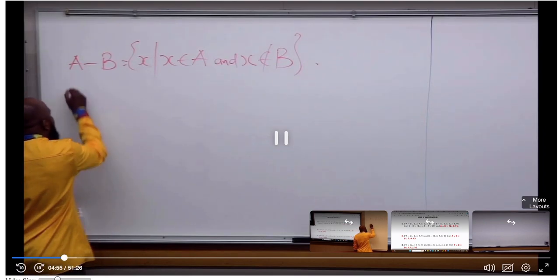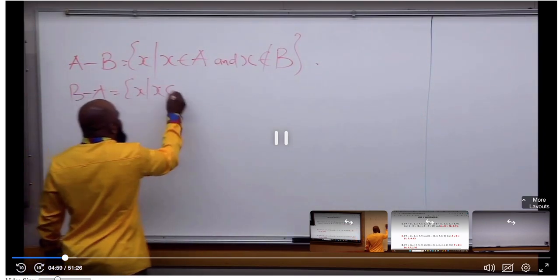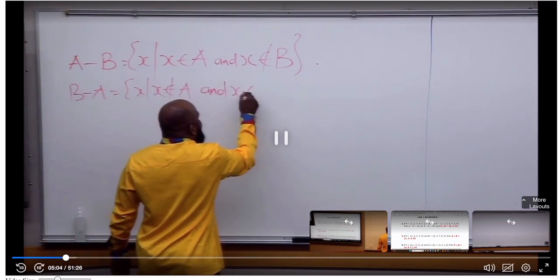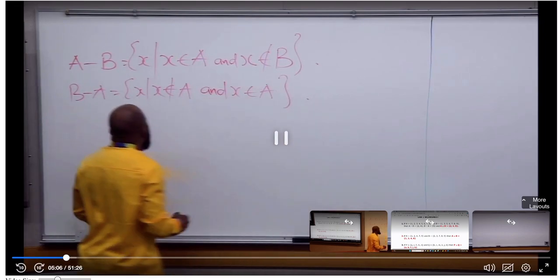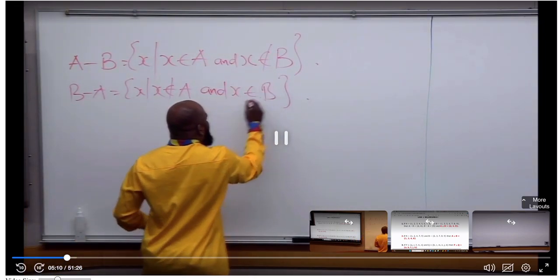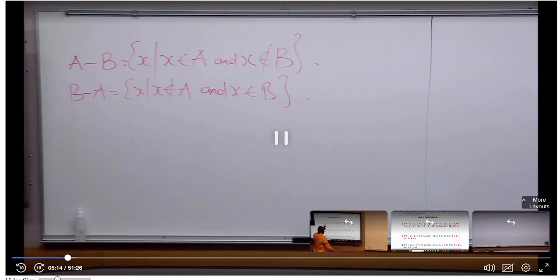On the other hand, if you want to do B minus A, then you have the set of X such that X does not lie in A and X lies in B. Can you see that? Is there anyone who doesn't understand how we figured that out? Now, the moment you understand the relative complement, this next one is going to be easy.